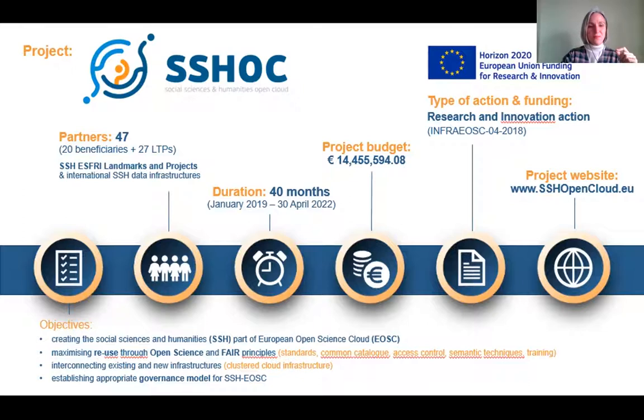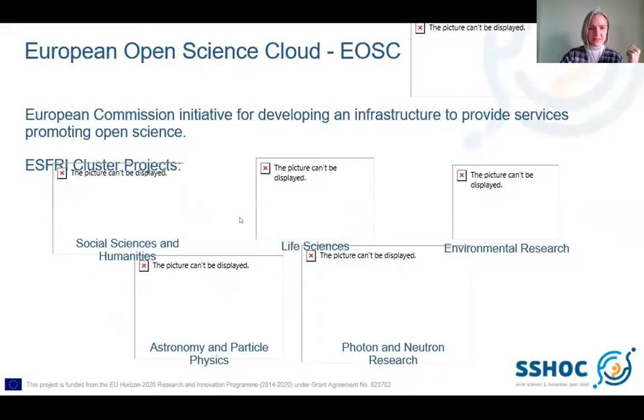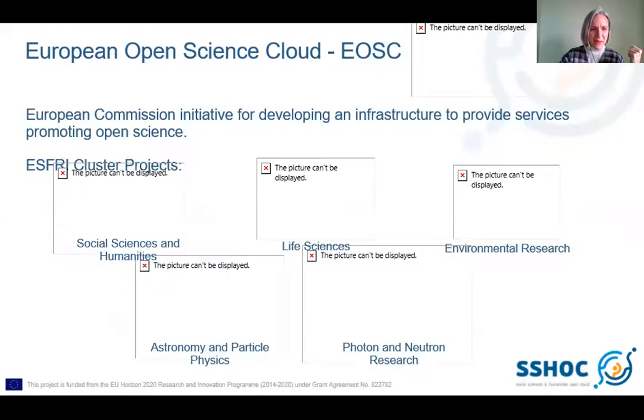From SSHOC, we want to maximize the potential of reuse of data through the promotion of open science and FAIR principles. Citizen science can be a really powerful vehicle to achieve this. We want to connect existing and new infrastructures, and we want to establish an appropriate governance model for the social sciences and humanities component of EOSC. For those not familiar, it isn't showing particularly well. I apologize that the images are not visible, but all you're missing here are the logos for the different clusters that are part of EOSC.